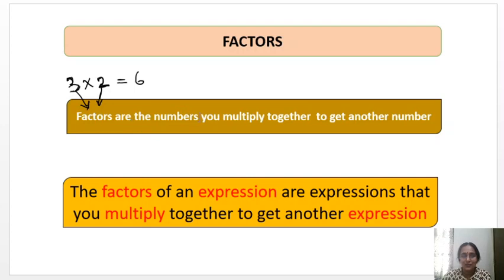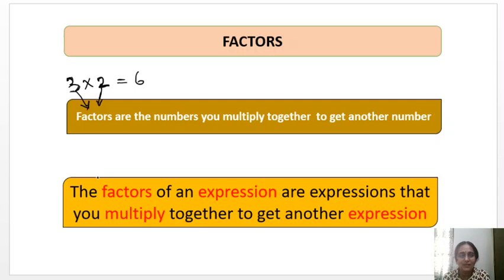You know the meaning of term now. Now you should know the meaning of factors. You know 3 into 2 equals 6, right? Here 3 and 2 are the factors of 6. So what do you mean by factor? Factors are the numbers you multiply together to get another number.